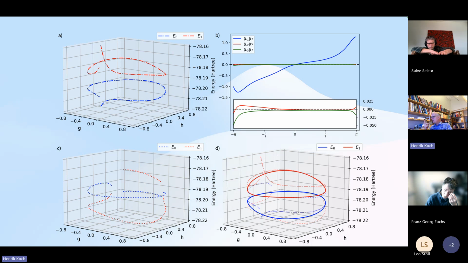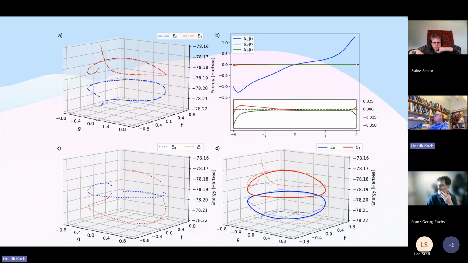lines, the blue and the red, that have the correct behavior. There's no problems with divergences. And also we have a positive excitation energy indicating that the A matrix is positive definite.